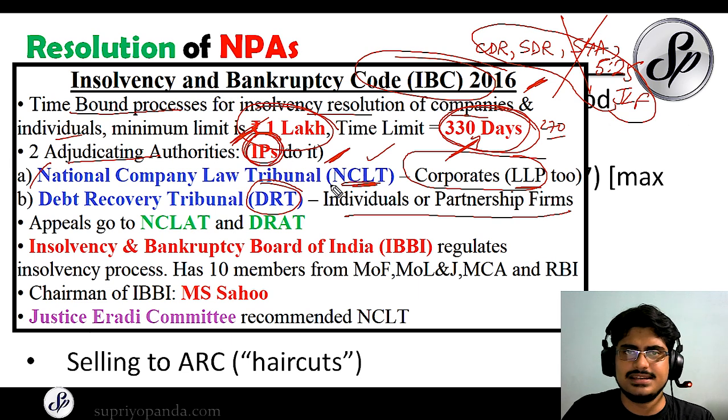So the NCLT appeals go to the National Company Law Appellate Tribunal, and the DRT complaints go to the Debt Recovery Appellate Tribunal. So these two tribunals have been set up for that purpose.